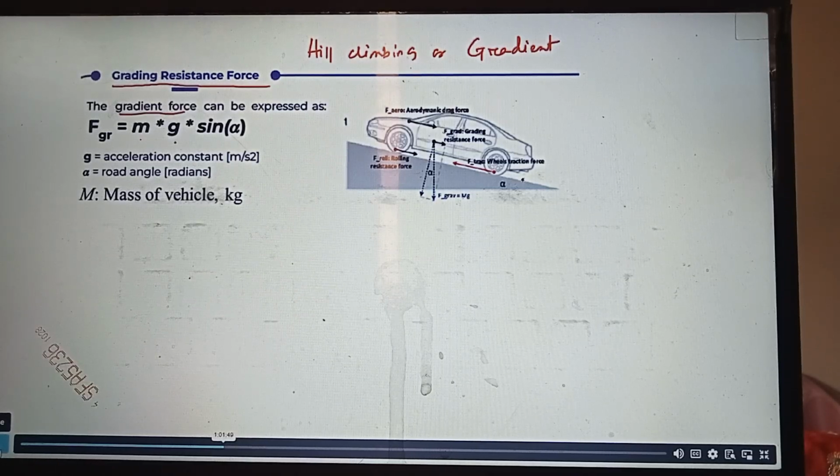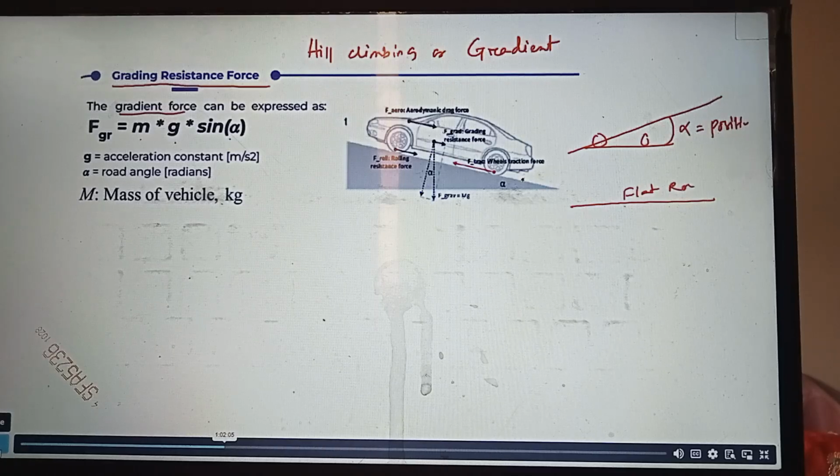It is mg sine alpha, right? So if you are going uphill, as compared to a flat road, alpha is going to be positive. And if you are going downhill, this is a flat road. If you are going downhill, right? Then alpha is going to be negative.